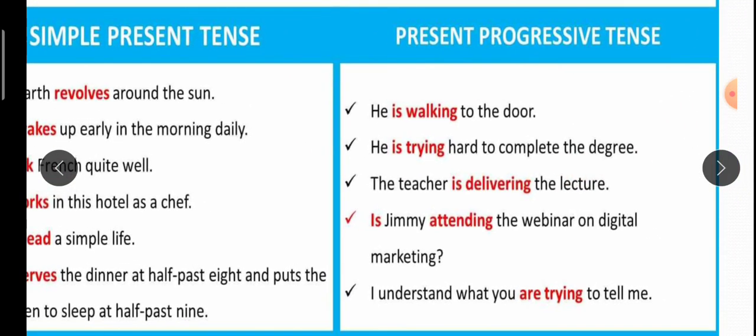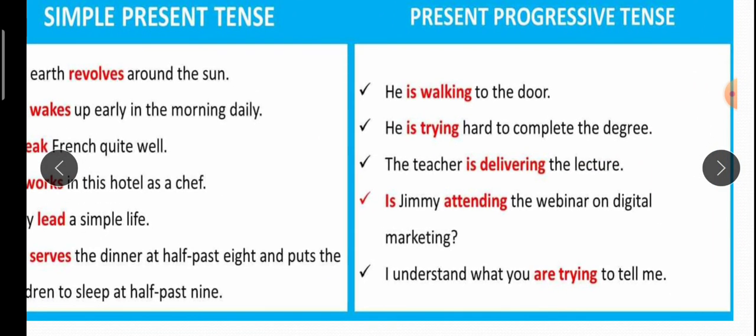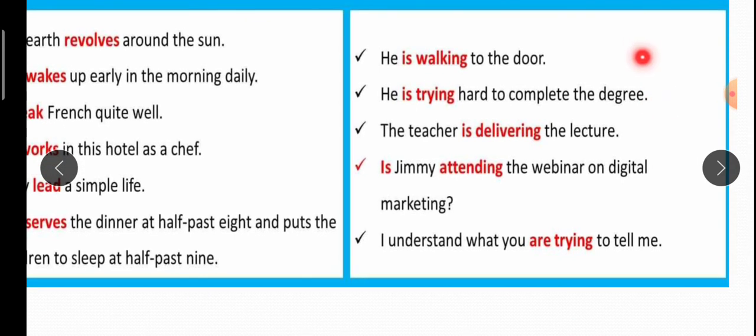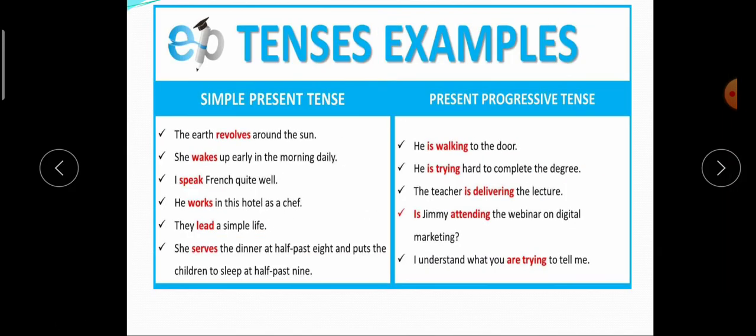Now let's see the present progressive, which means present continuous. He's walking at the door. Right now he's doing that. He's trying hard to complete the degree. The teacher is delivering the lecture. Is Jimmy attending the webinar on digital marketing? I understand what you are trying to tell me.